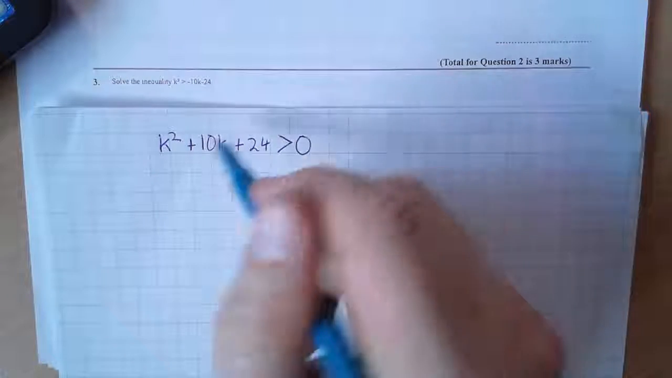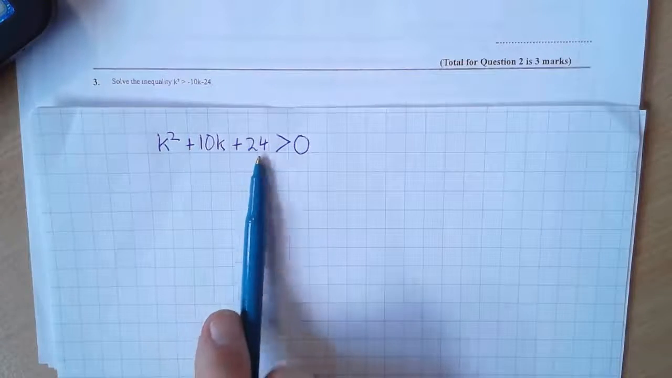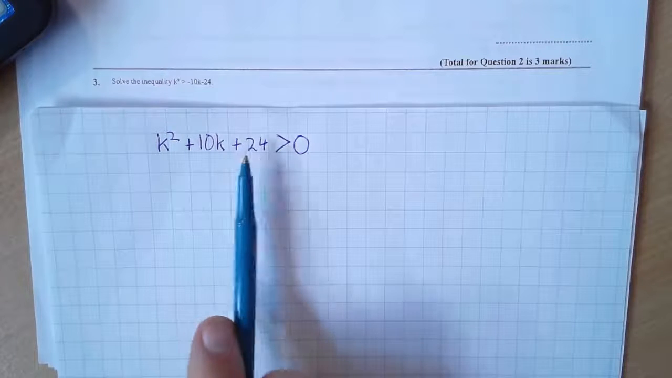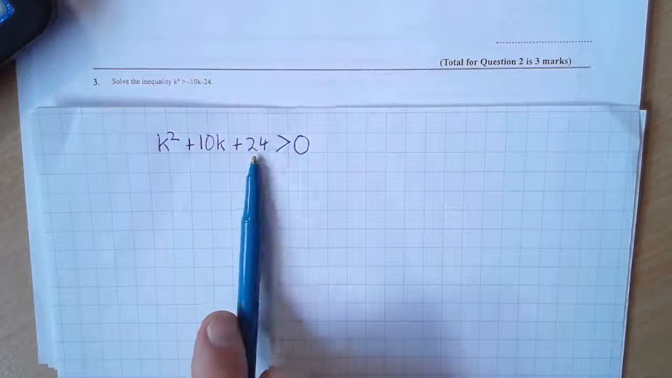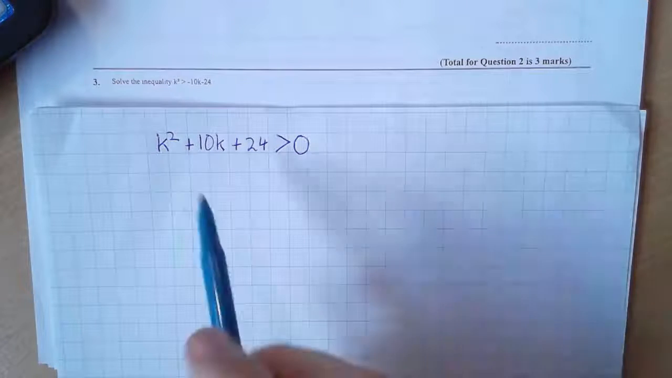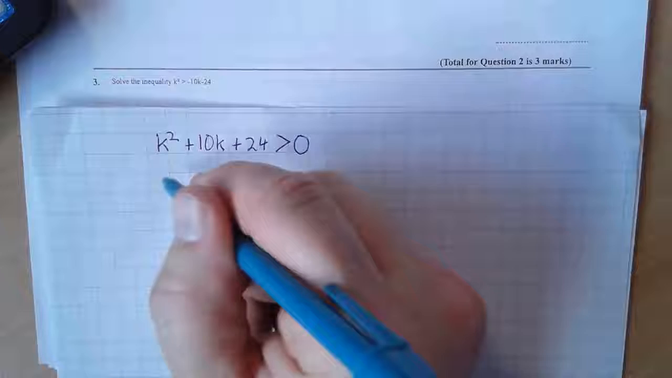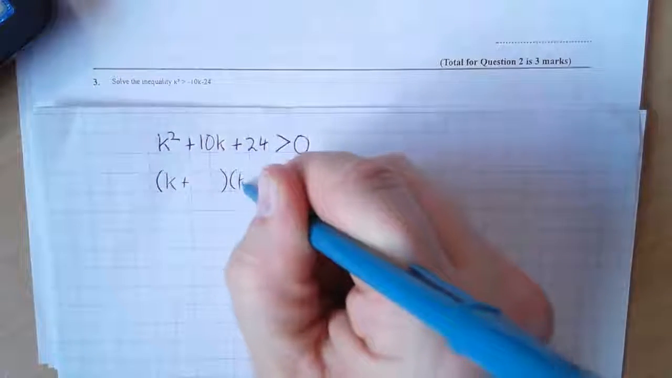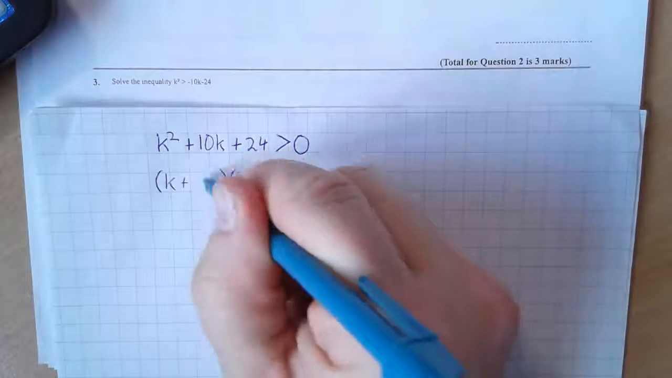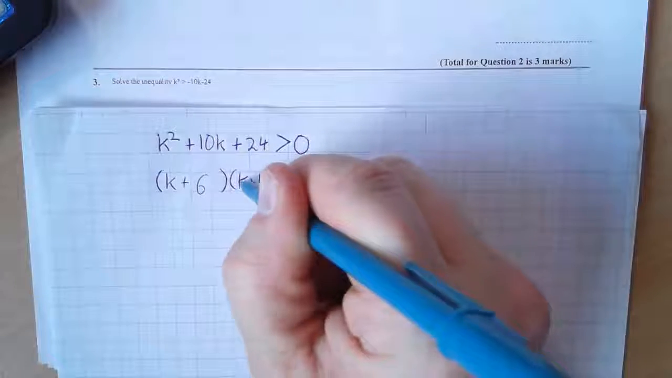So I'm looking for things that multiply to give 24 and add to give 10, factors of 24 which might do that. I'm immediately coming towards 6 and 4, and yes, that works. Both of these are plus, so they're both going to be plus. So k plus 6, k plus 4, and it's 6 and 4 which works.